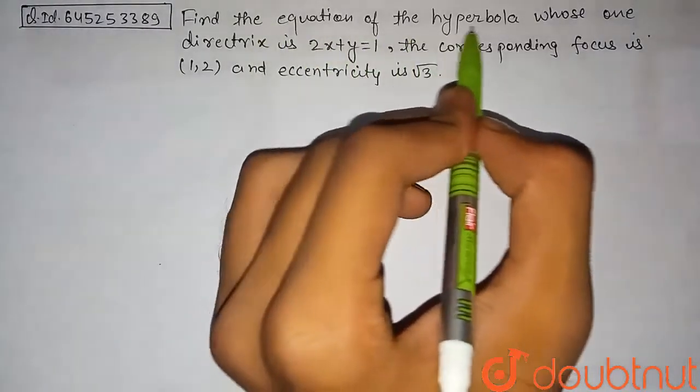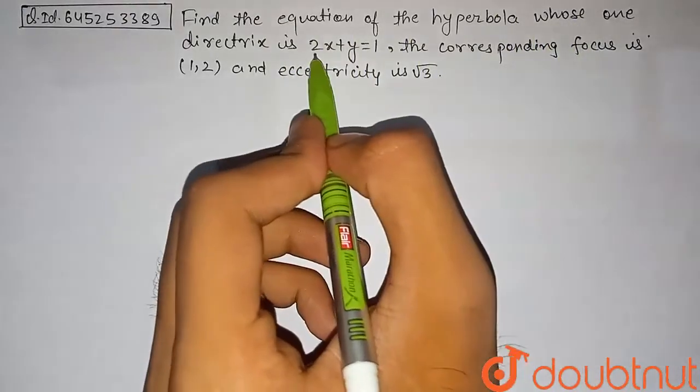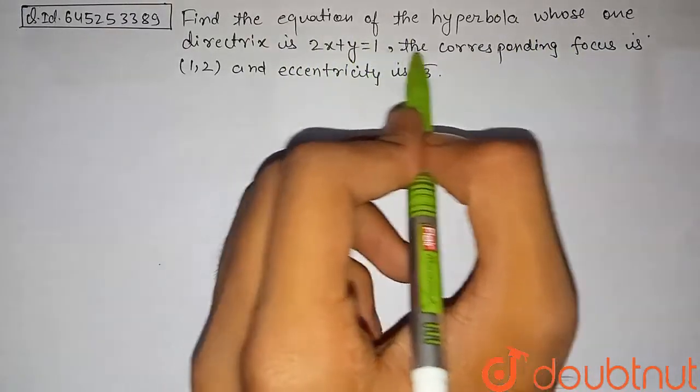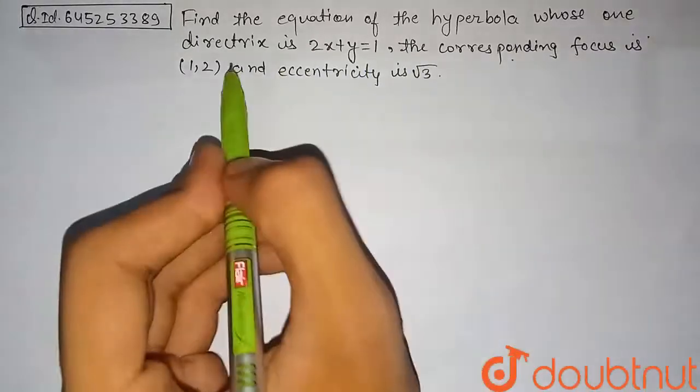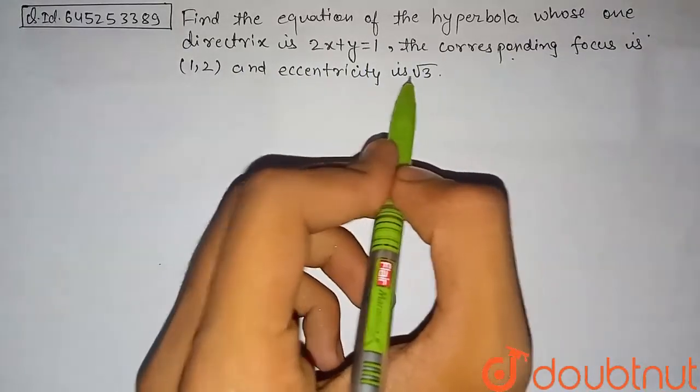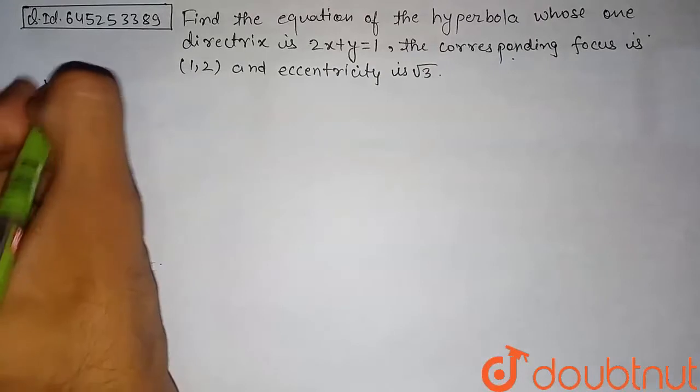Hello students, let's discuss the question. Find the equation of the hyperbola whose one directrix is 2x plus y equal to 1 and the corresponding focus is (1, 2) and eccentricity is root 3. So let's begin with the solution of this question.